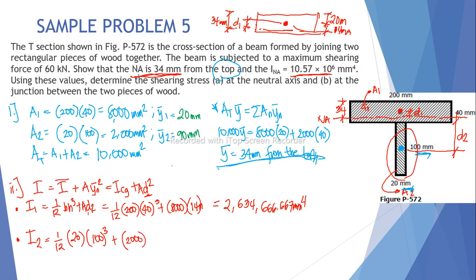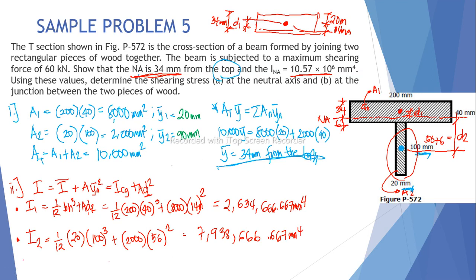The area of area 2 is 2,000. Then the moment arm, as we showed here, is 50 plus, from the bottom going up, 6 millimeters. So 50 plus 6 millimeters, times 56 here, squared. I forgot the squared here. So our transfer moment of inertia for the second rectangle is equal to 7,938,666.667 millimeters to the fourth.